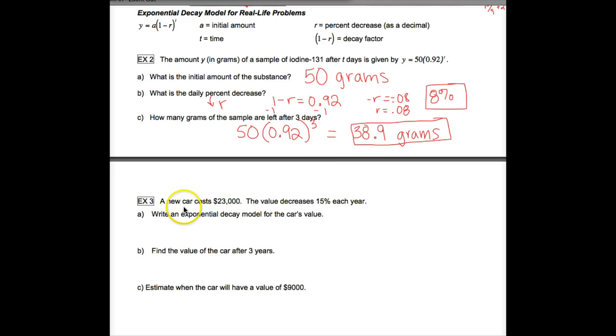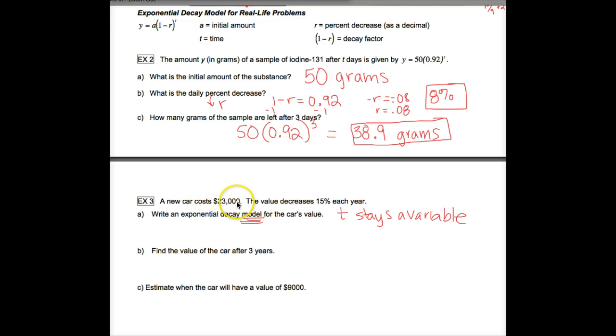All right, example 3. A new car costs $23,000. The value decreases 15% each year. Write an exponential decay model for the car's value. Remember that when it says model, that means T stays a variable. No matter what, if it says model, that T should stay a variable, time.